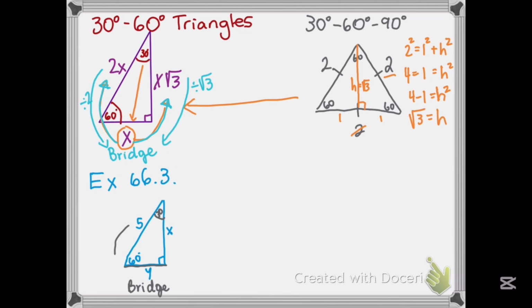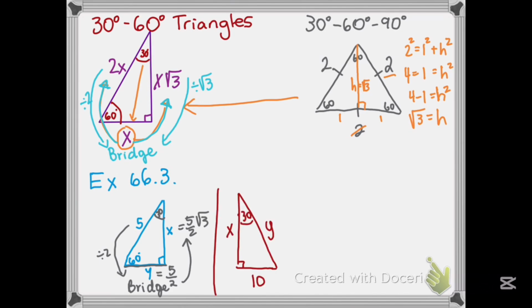So I need to divide by 2 to get the bridge. So I know that y is going to be 5 divided by 2. And in this case, we can't reduce, so we leave it like that. Now that we have the bridge, I can go up to find x. And in this case, since we're going from the small one to the medium one, then we have to multiply. So we multiply 5/2 times the square root of 3. And that's it. That's all we have to do.